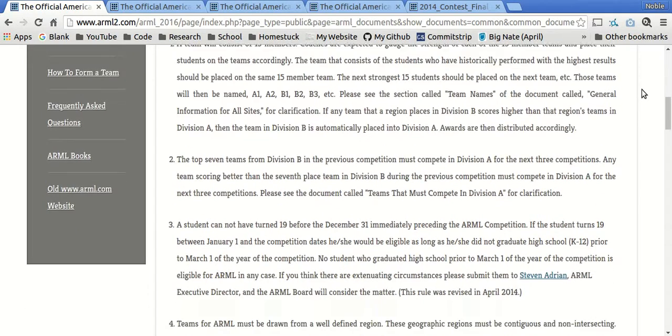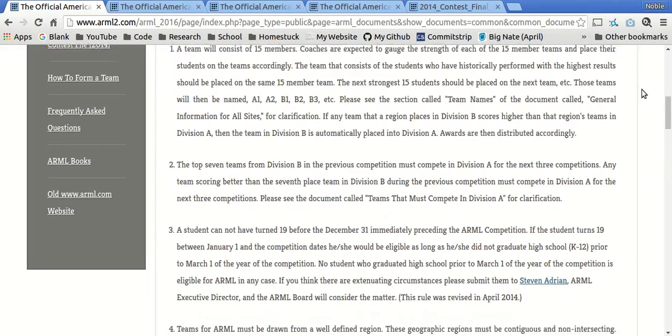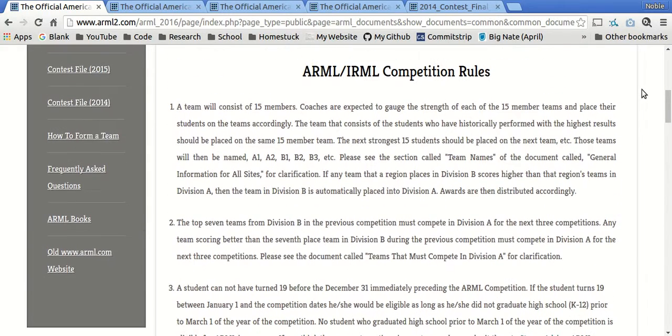So, you have to be in high school to do this. Like, high school or middle school, or elementary school, if you want to. But usually high school people. And, yeah, your Division A team is supposed to be the best, and then your Division B team is not as good. And that's how the divisions work, basically.